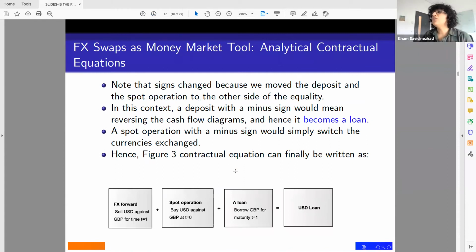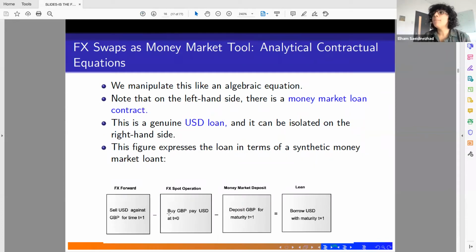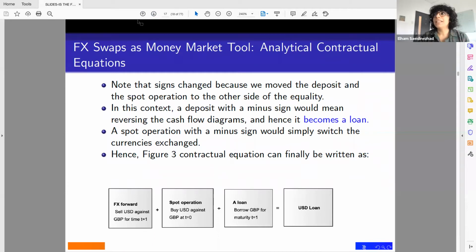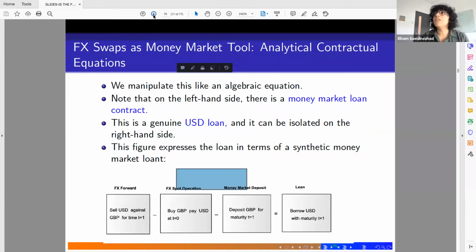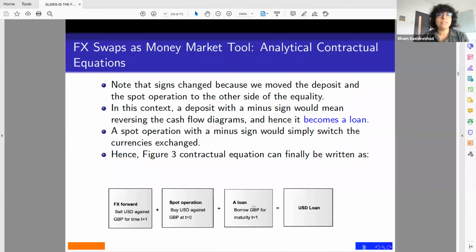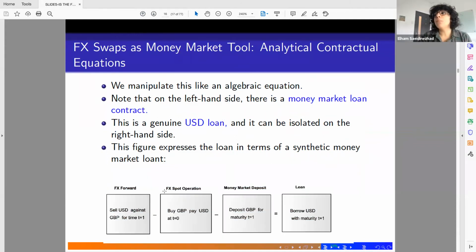In the third step, we realize that, for example, in this case, a minus of a money market deposit is basically a money market loan. And that's exactly what we wrote here, that a minus of deposit is the equivalent of a loan. Also, a minus of an FX spot operation, when we assume that the party buys GBP and pays US dollar, is another FX spot operation.